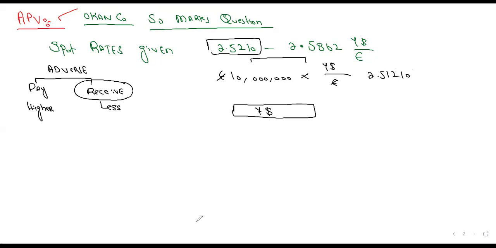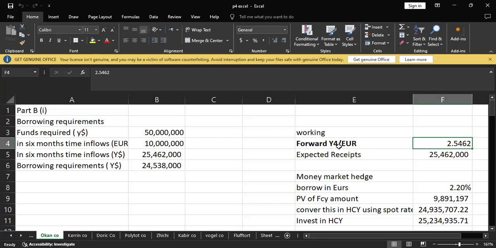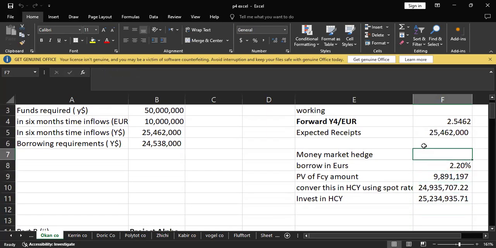Understand? Rafia, understand? Yes. Now, as we are using the forward, in the same technique we choose the forward rate in which our receipts will be lower. So we choose 2.5462, and our expected receipts are coming as 25,462,000.